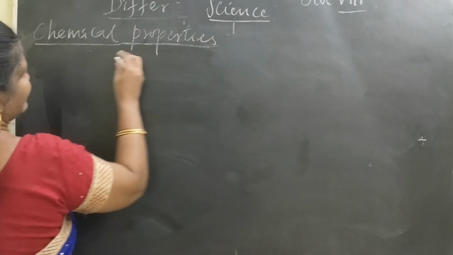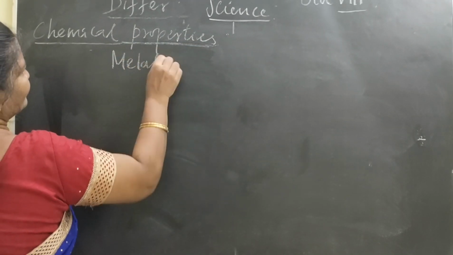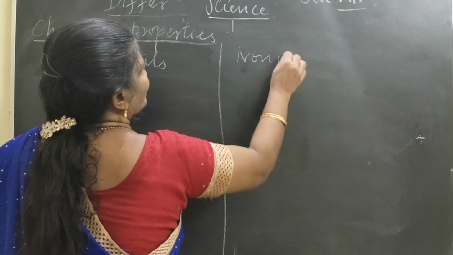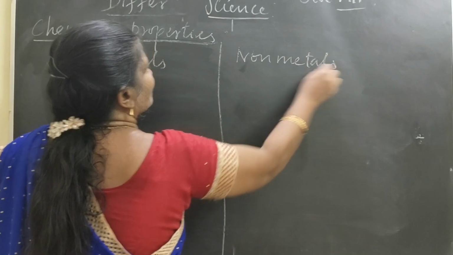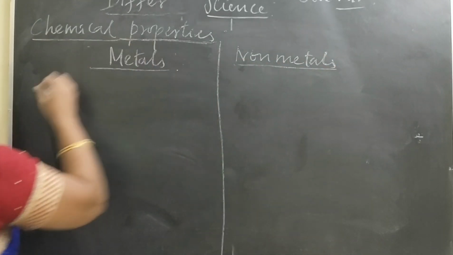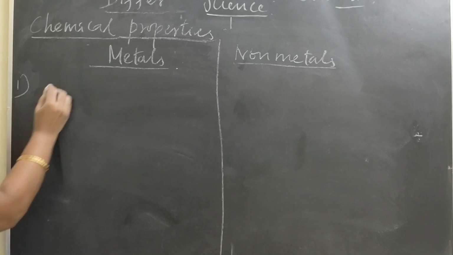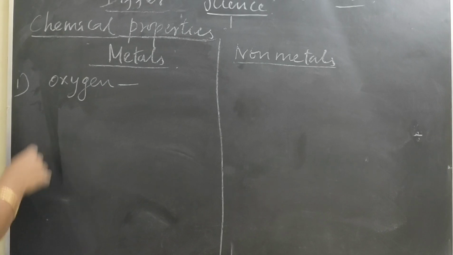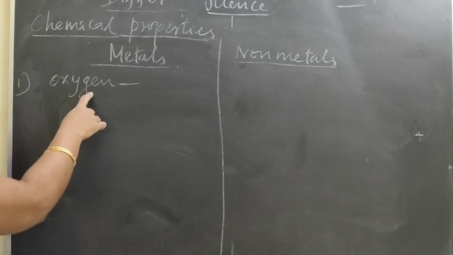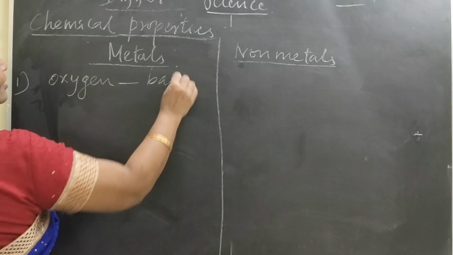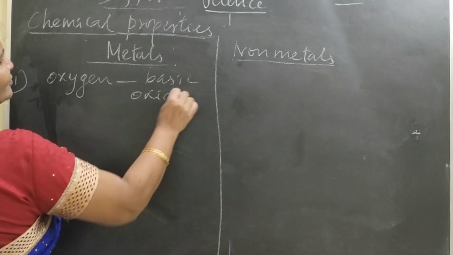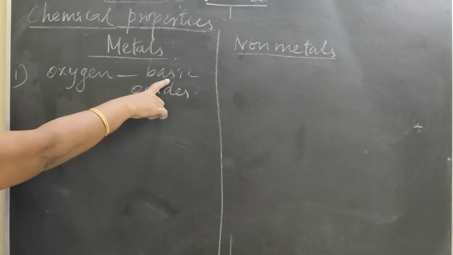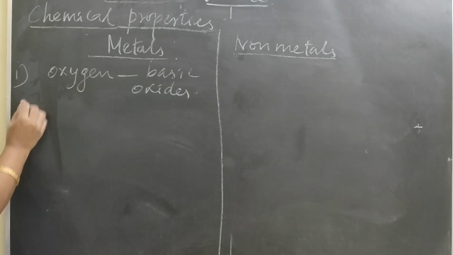Yes. Then chemical properties of metals and non-metals. Yes, first point. Metals react with oxygen. Say the answer. Metals react with oxygen to form basic oxides.